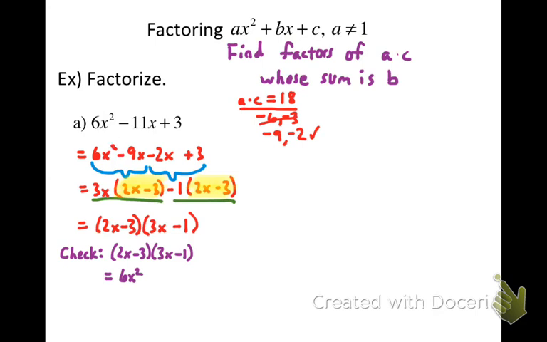And 2x times negative 1 gives me negative 2x. Then I'll distribute the negative 3 from the first binomial to each of these terms. Negative 3 times 3x is negative 9x. Negative 3 times negative 1, positive 3. And you're going to see when I combine those 2 terms in the middle, I get 6x squared minus 11x plus 3. I indeed, when I multiplied the factored form that I found, got back to the original trinomial.